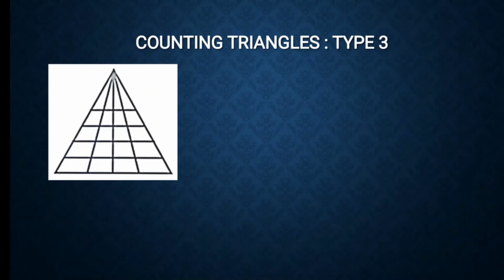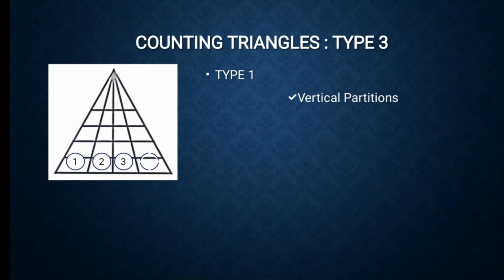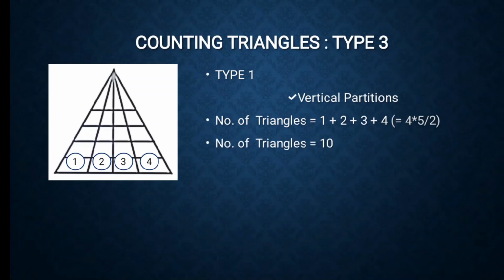Now I'll take one more example. Here I have a different figure and the number of vertical and horizontal partitions have been increased. Now according to type 1, which is only vertical partition, let us forget about the horizontal lines for a minute and think about the vertical partitions only. So how many such partitions are there? I have 4 such partitions, as you can see in the figure. Let us forget about the horizontal lines altogether. There are 4 vertical lines. So the number of triangles in this case is 4 into 5 by 2, or the sum of numbers up to 4, which is equal to 10.